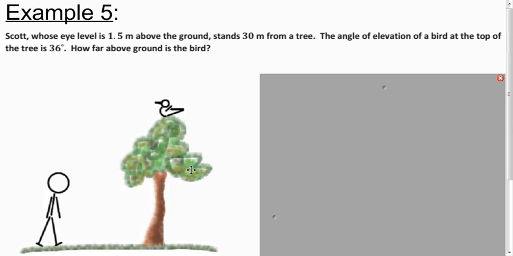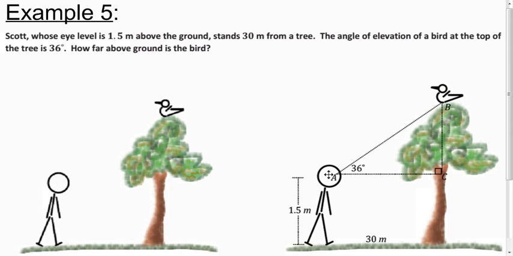So here's how I labeled the picture. Here, this distance is 1.5, and this one is 30. And from his eye, the angle of elevation, so this angle above the horizontal, is 36 degrees. So we're looking for the distance from the bird to the ground. To do that, we've got to figure out this distance BC, and then add it to this distance from the eye to the ground. So first we've got to figure out what BC is.